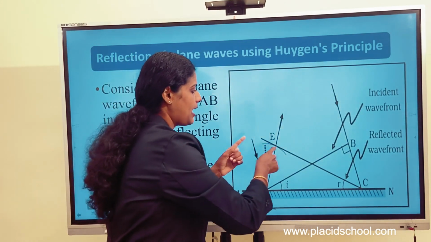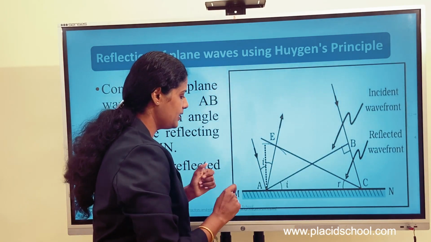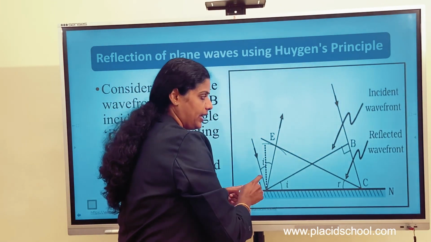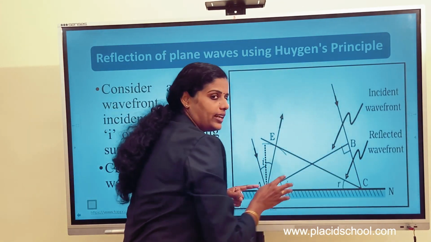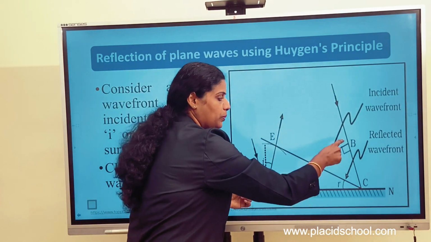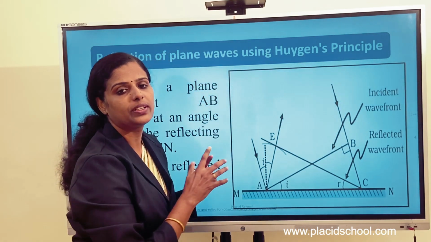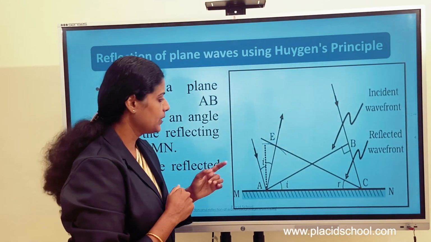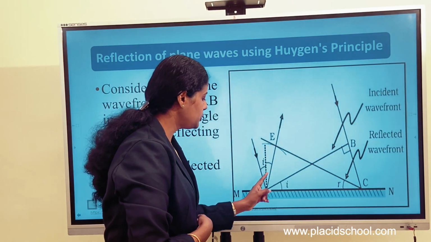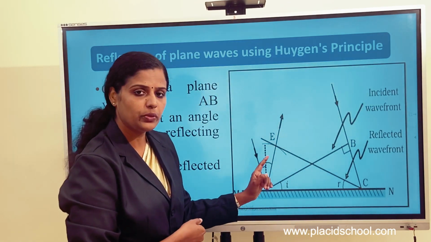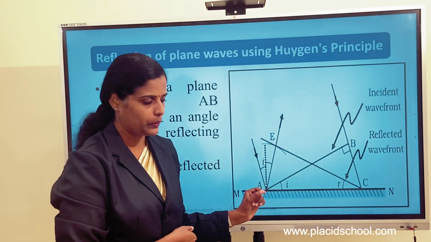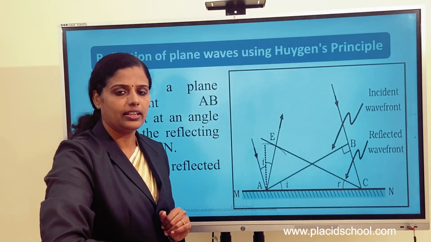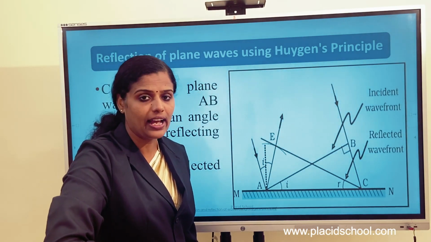If two triangles have equal angles, their sides are equal. Consider the triangles AEC and ABC. The side AC is common to both. AE equals BC, as we already discussed. That means these two triangles are congruent. Congruent triangles mean the angle opposite to the same side: the angle opposite to the side AE equals R and the angle opposite to the side BC equals I, and these must be equal. That means I equals R. Angle of incidence I equals angle of reflection R. That is, the first law of reflection is proved here using Huygens' principle.